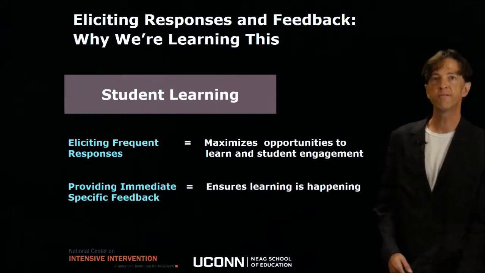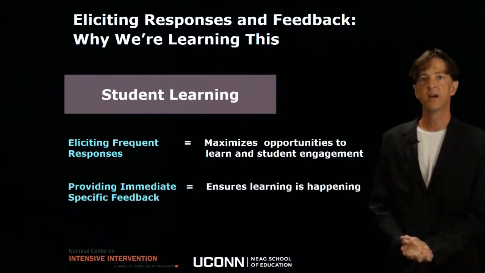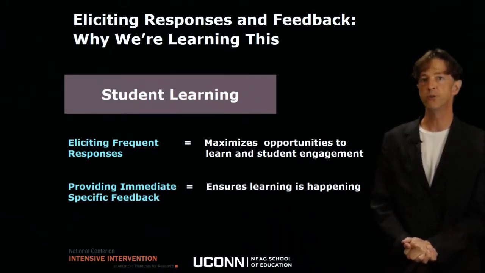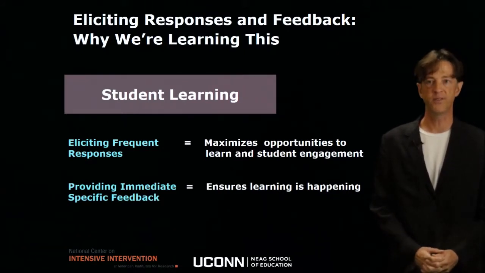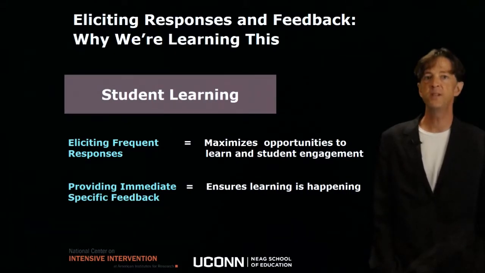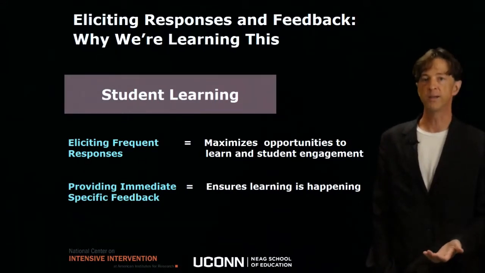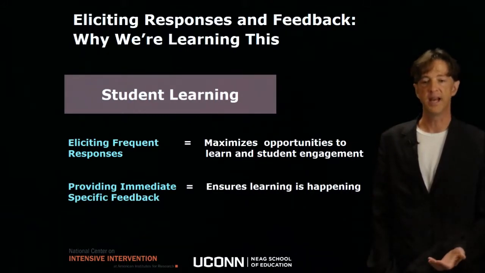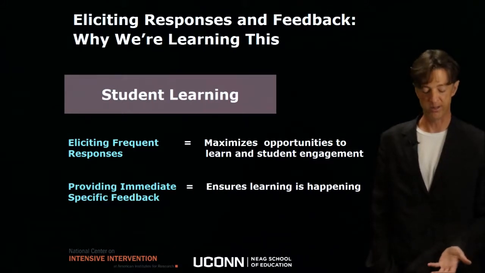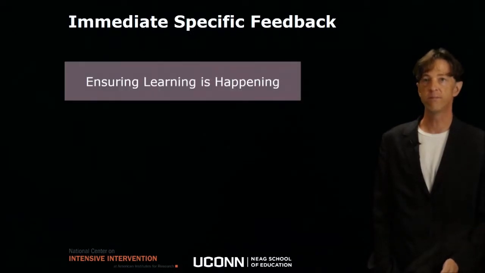Okay, so eliciting responses and feedback. While we're learning this, we talked about how by eliciting frequent responses, we're maximizing kids' opportunities to learn and do the new skill and strategy, and also to maintain engagement throughout the activity. When you talk about providing immediate and specific feedback, that's ensuring that learning is happening. We want to make sure that as they're practicing, as they're responding, they're on the right track. And by doing that, we want to be able to provide this kind of feedback immediately on how they're doing, so that we're moving them along and we're ensuring that they're learning what we want them to learn. Okay, so ensuring that learning is happening.